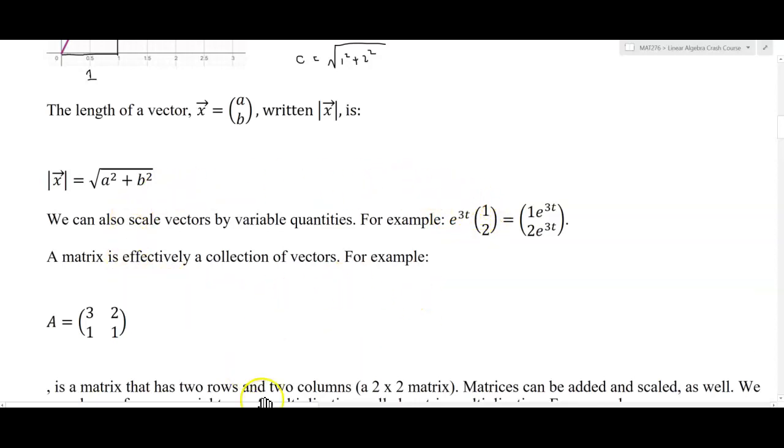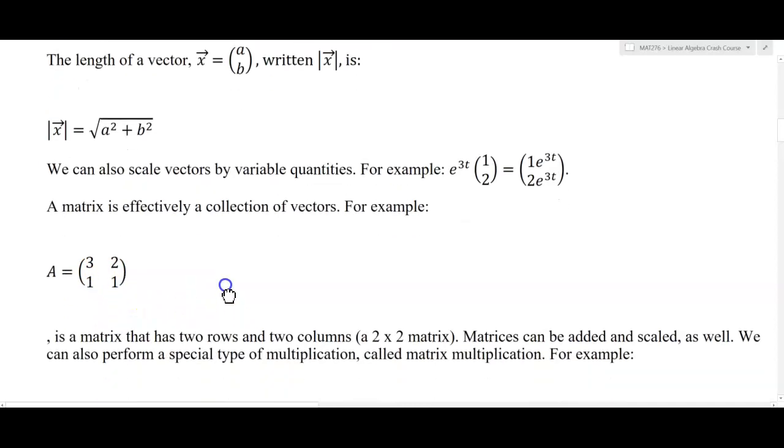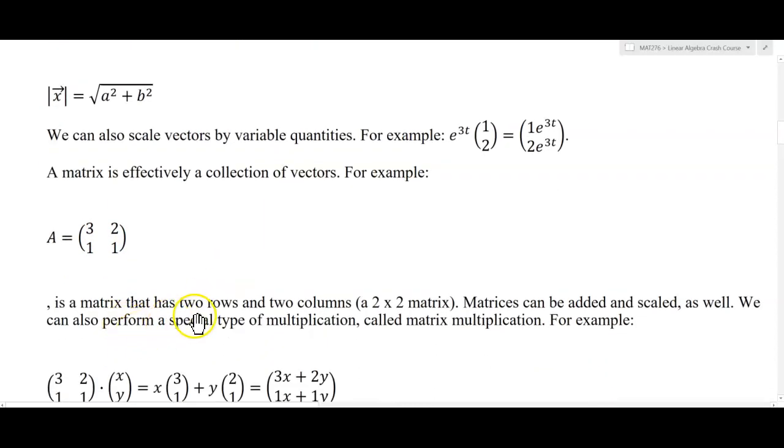So that's about all we need to know about vectors for the current moment. A matrix is effectively a collection of vectors. For example, we can write A equals [3, 1; 2, 1], and that is a matrix full of 2 vectors. You can think about them as the vector 3, 1 and the vector 2, 1. Now this is a matrix that has 2 rows and 2 columns, so we call it a 2 by 2, and we always say rows by columns.